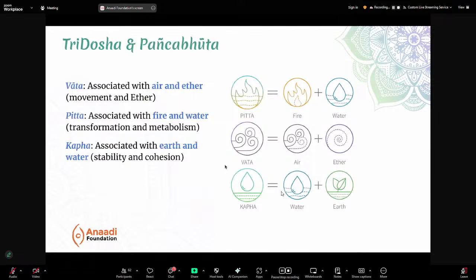Again, I'm repeating this. Pitta is Agni and Jala, fire and water. Vata is Akasha and Vayu. Kapha is Jala and Prithvi.